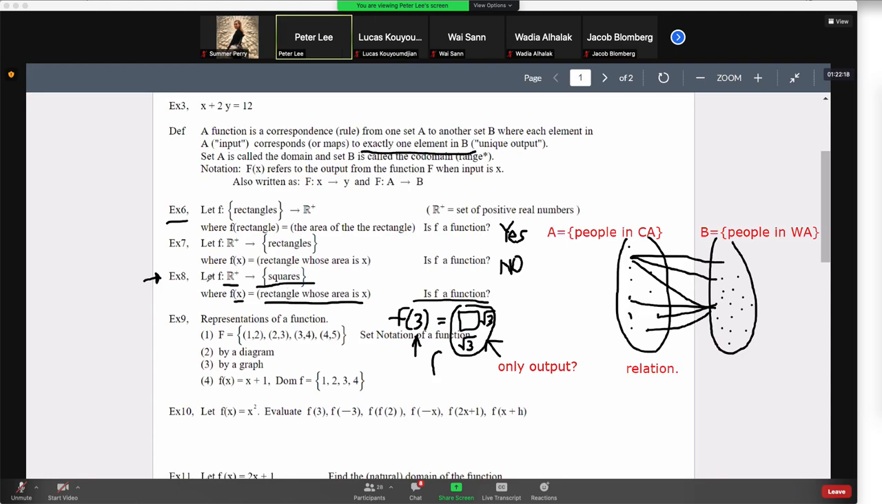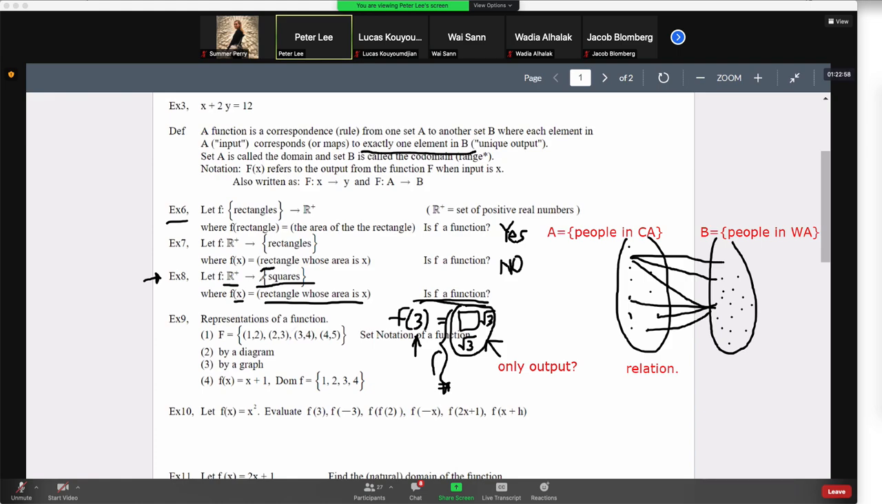Right. So the question is example 8, a relation from R plus, the set of positive real numbers, to the set of squares. Is that a function? No? Then what other output can you have? If the input is 3, then the output is a square, which is square root of 3 by square root of 3. If you said no, that means there's another output. What other output can you have besides this? In other words, is there any other square whose area is 3?